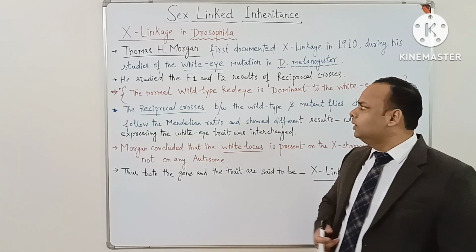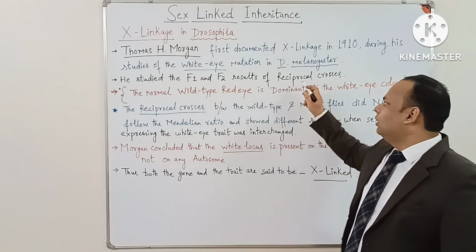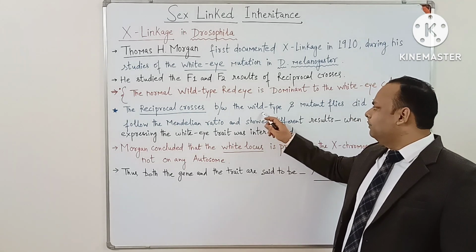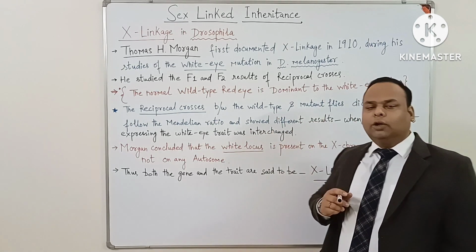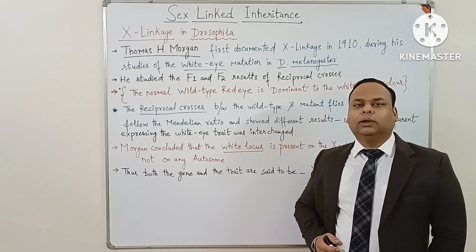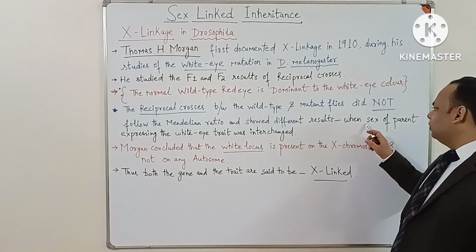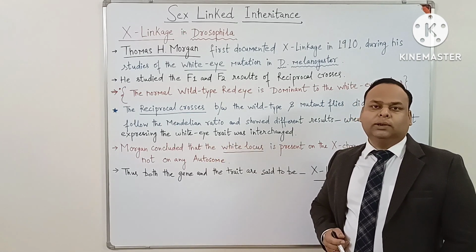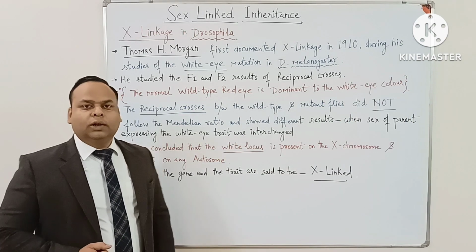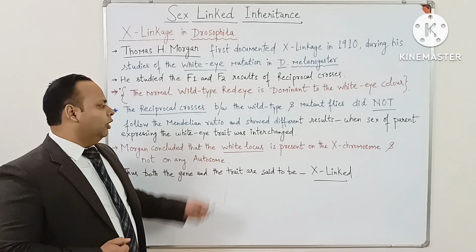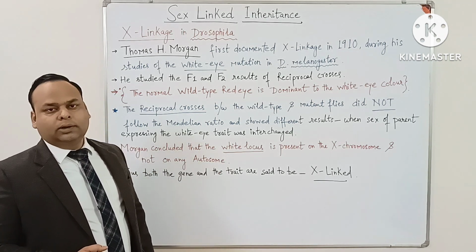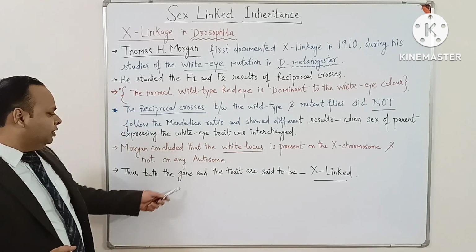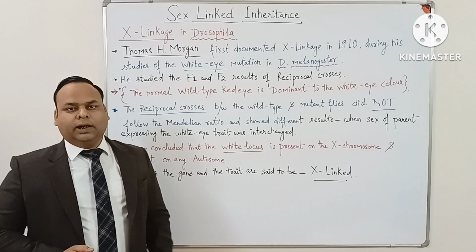Now Morgan studied the F1 and F2 results of reciprocal crosses. Reciprocal crosses between wild-type and mutant flies did not follow the Mendelian ratios. That is, when the sex of the parent showing wild-type trait was interchanged, the results were different. It was concluded that the white locus, or the gene associated with white eye color, was located on the X chromosome, and thus both the gene and the trait are said to be X-linked.